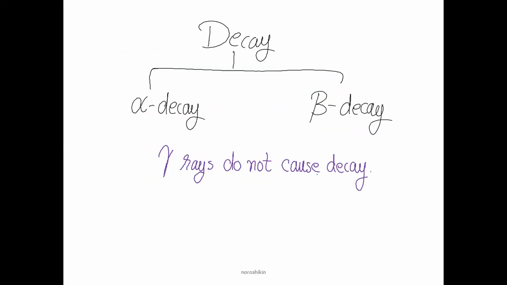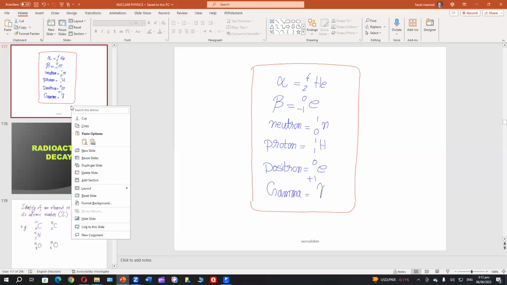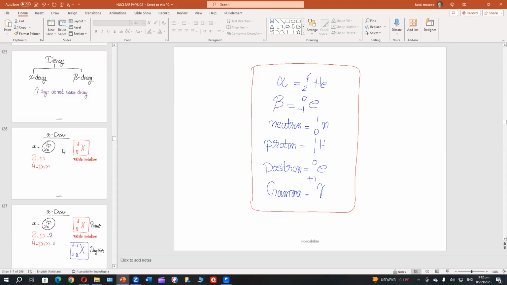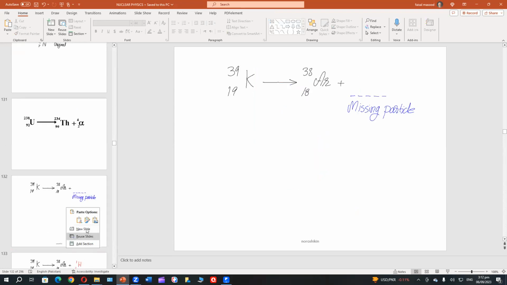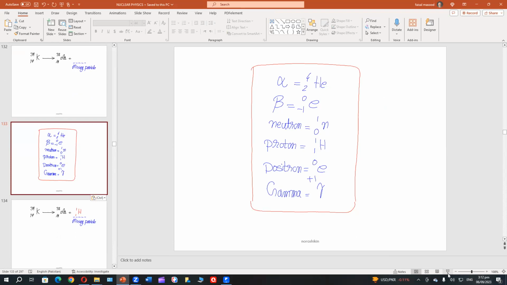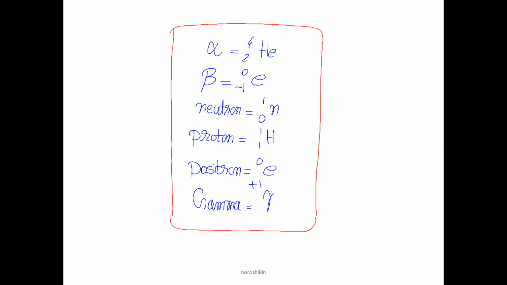You had a list of particles. Remember, if you look at your notes, you will find a list of particles. This is the list of particles. Look at the list of particles and let me know what element is missing here.